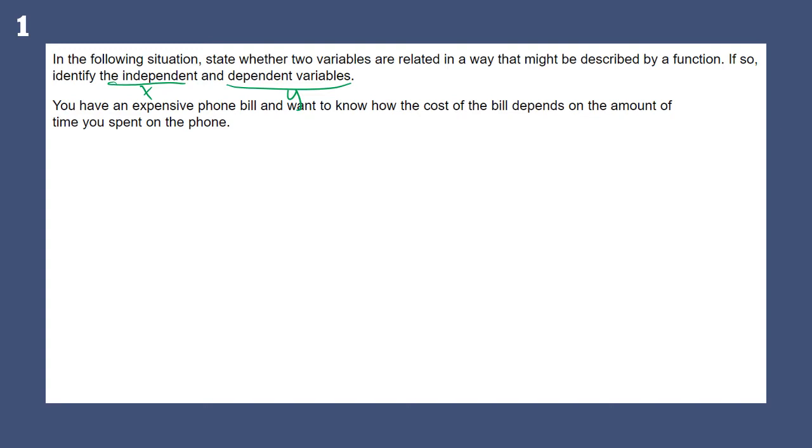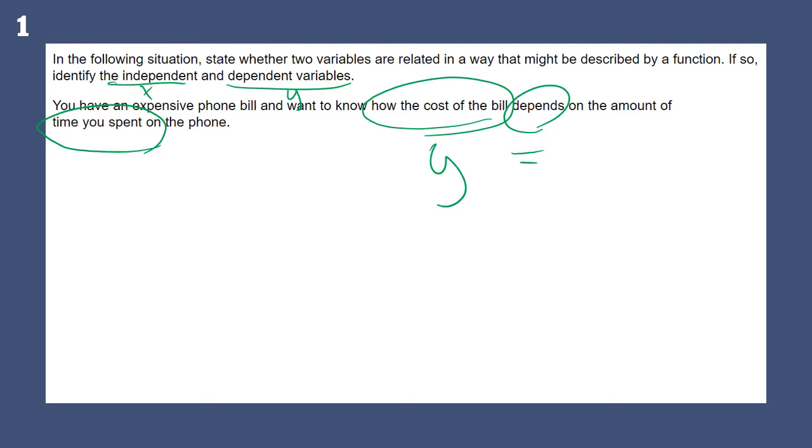You have an expensive phone bill and you want to know how the cost of the bill depends. Well, they kind of gave it to us here. They said depends. So that means we're going to definitely have an x and y relationship. There's a dependent. It says the cost of the bill, that's one part, depends on the time you spent. So which one is causing which? Which one depends on which? The dependent variable is the one that depends. So we say the cost depends on the time we spent.